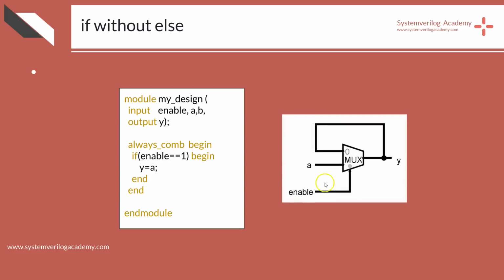Enable is connected to the select line of the multiplexer, A is connected to the data 1 input, and the output Y is connected back to the data 0 input. Therefore when enable is high, output will be A, and otherwise, keep the previous value. The feedback from output to input indicates that there should be a storage element in the circuit, and this will infer a latch in the circuit. Thus, even though your intention was to generate combinational logic, it is generating sequential logic with a latch. If you have done this intentionally, you should use the always_latch construct instead of always_comb.